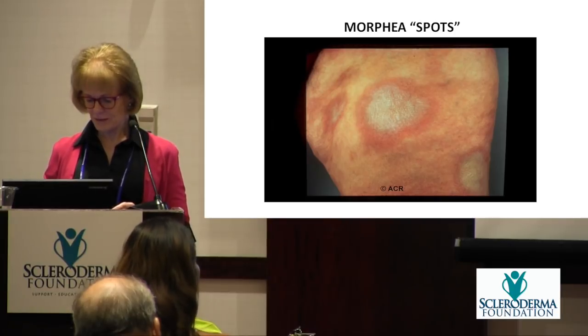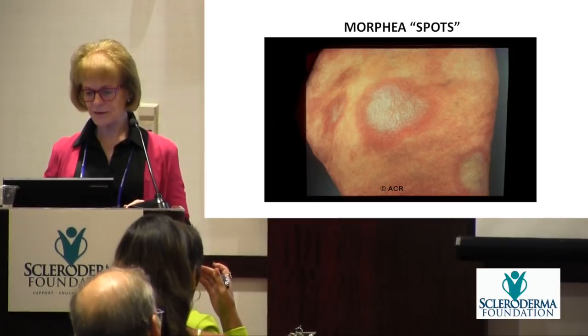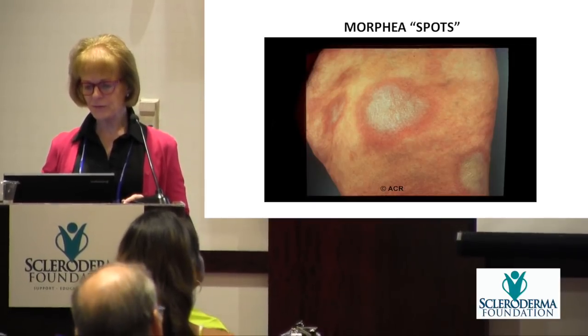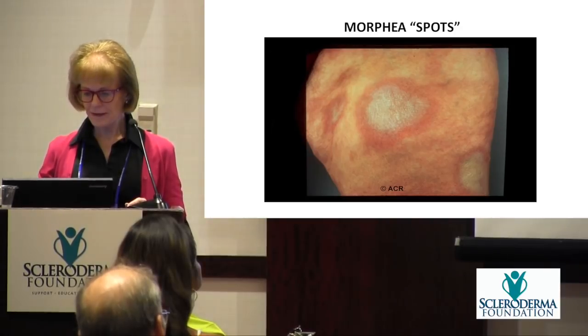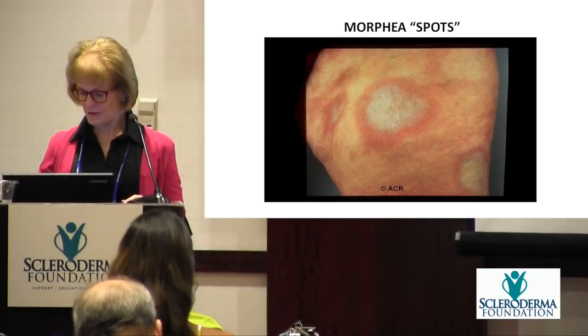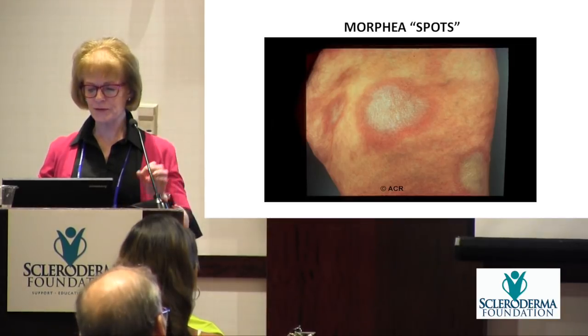You can see this is on the thigh of an individual. There is this white scarred area surrounding a red rim that's inflammatory. There's a lesion there, and several other lesions. So morphea can occur as one spot or as multiple spots.